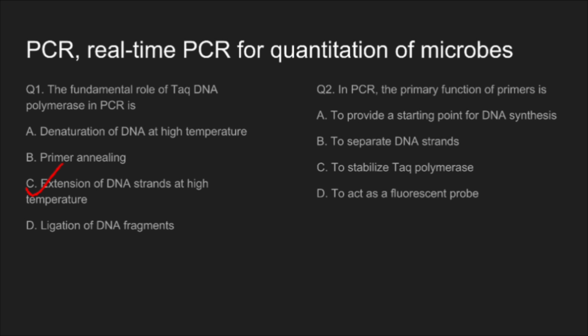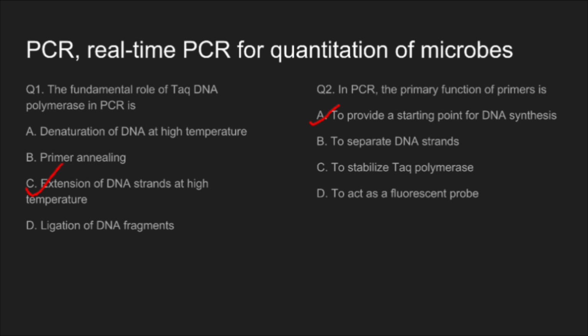Now question number 2. In PCR, the primary function of primer is A, to provide a starting point for DNA synthesis, B, to separate DNA strand, C, to stabilize Taq polymerase, D, to act as fluorescent probe. So the correct answer for this question is option A, to provide a starting point for DNA synthesis.